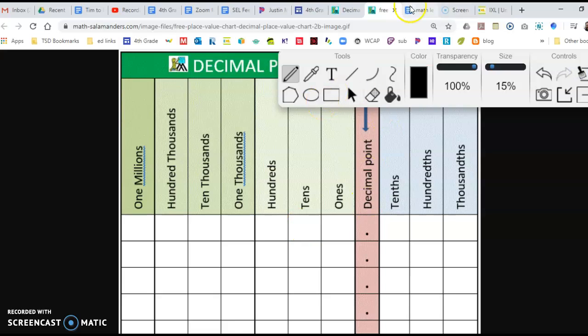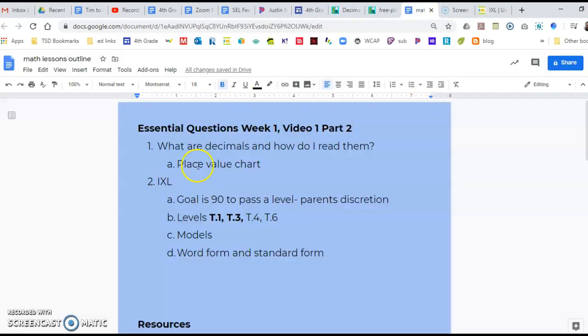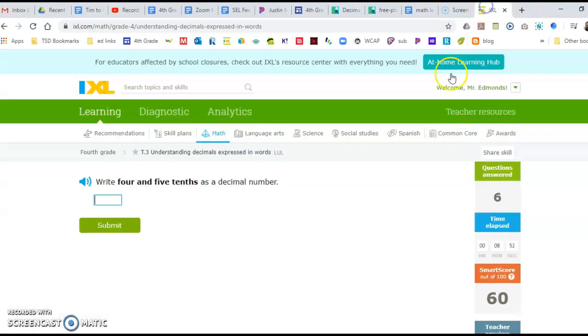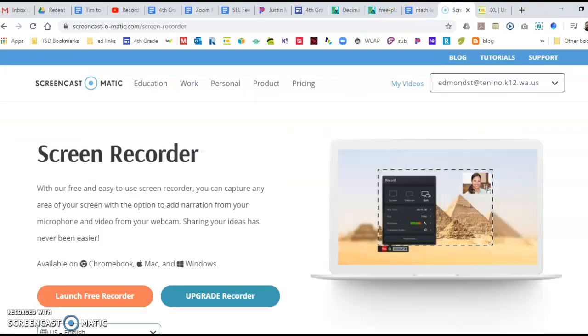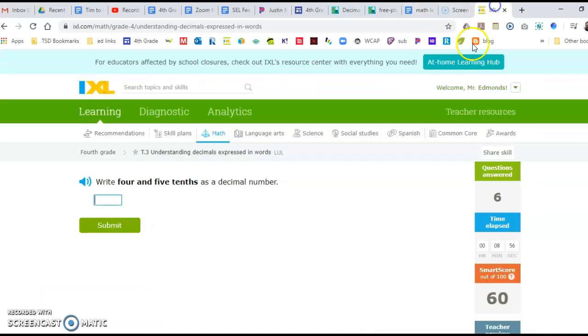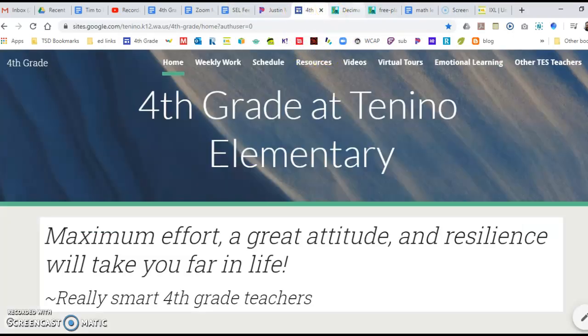Okay. Now, wrapping up our lesson for today, part 2, focusing on levels T1 and T2, working on word form, standard form, and models for decimals. Give them a shot, kids. If you're running into some problems, have your parents shoot me a message in Dojo, an email, and we can work through some of those problems. Remember, the goal is 90 on each of these lessons. There'll be a check later this week.